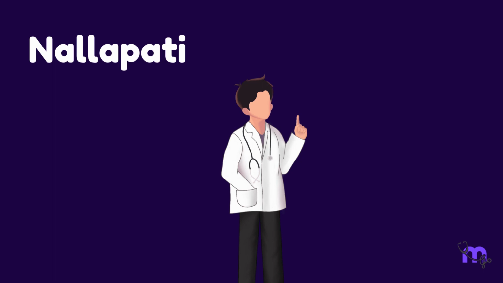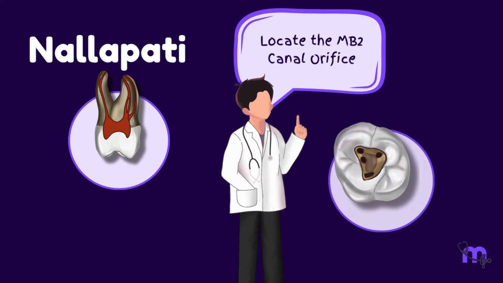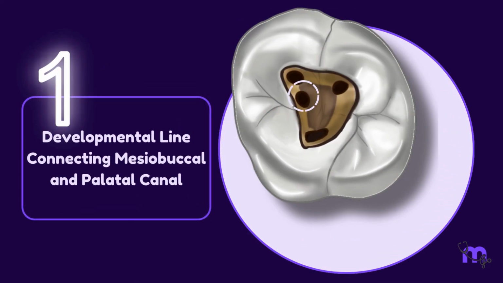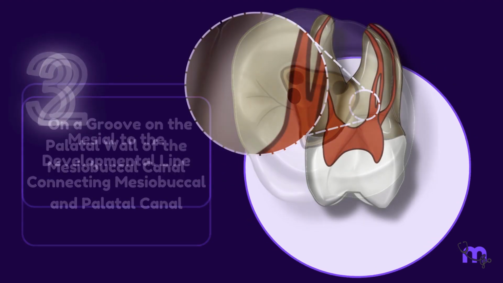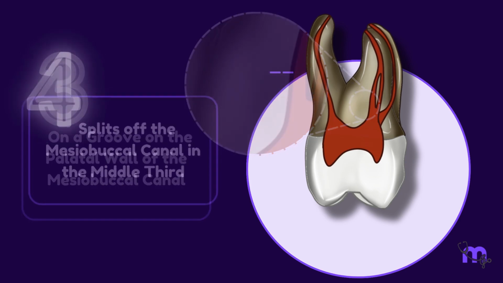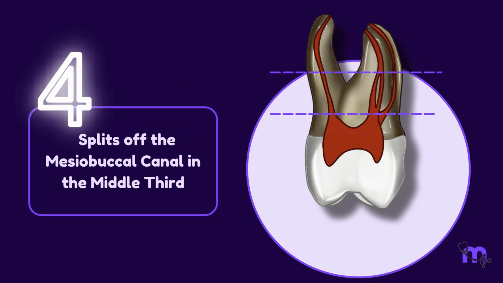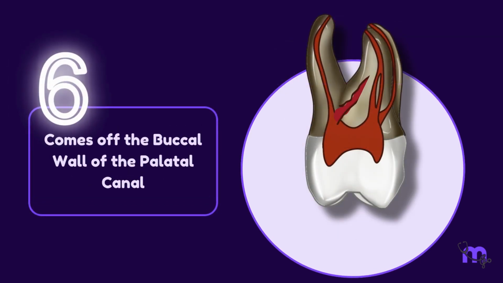Nalapatti provided the possible areas where we can locate the MB2 canal orifice. It can be present on the developmental line connecting mesiobuccal and palatal canal, mesial to the developmental line connecting mesiobuccal and palatal canal, on a groove on the palatal wall of the mesiobuccal canal, splits off the mesiobuccal canal in the middle third, splits off the mesiobuccal canal in the apical third, or comes off the buccal wall of the palatal canal.